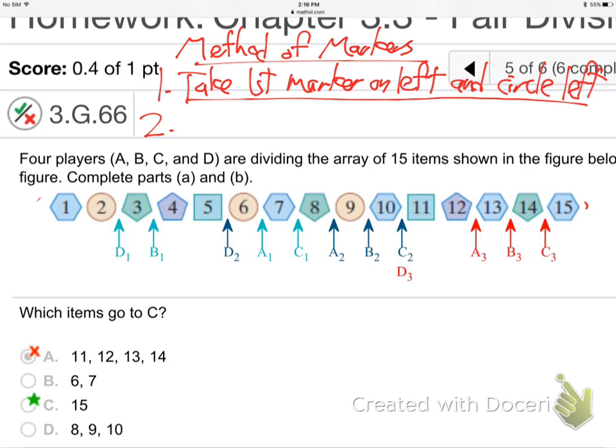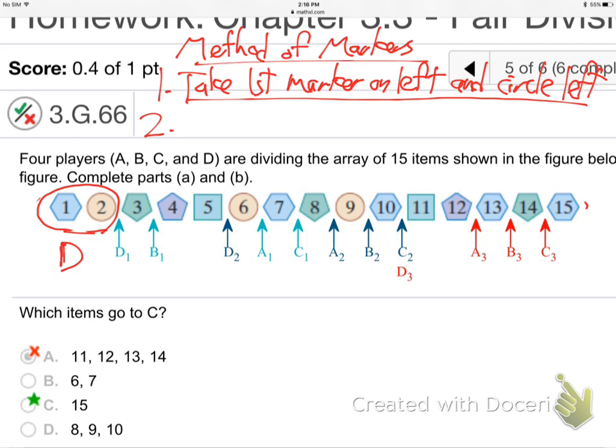What am I talking about? So what's the first marker on the left? Starting over here from the left? The D. And you circle left. So there we go. Does that make sense so far? So that's the candy that D is going to get, because that's D's marker, huh?